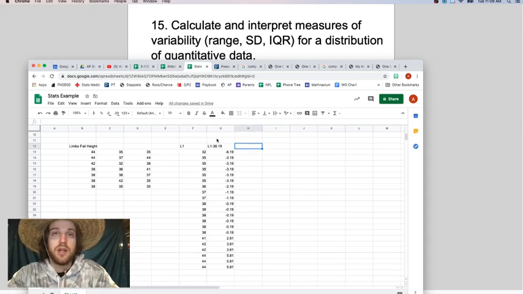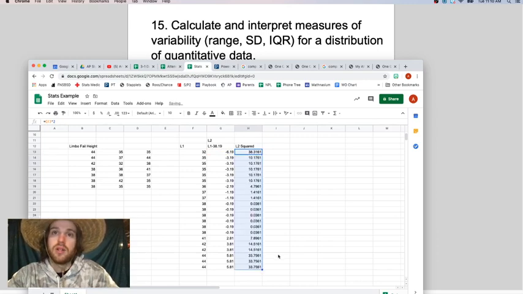So this is L2. This is L3, which would be list 2 squared. You can do that all in one step if you want: equals this box raised to the second power. So we're squaring the difference. You'll notice as it gets closer to the mean of 38, the difference squared is much smaller.